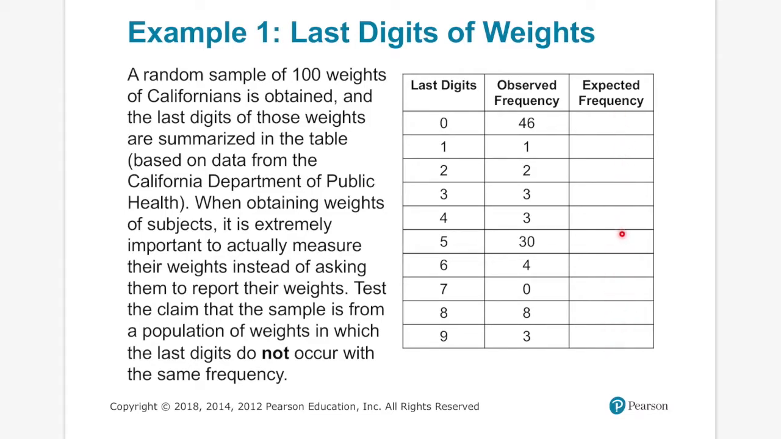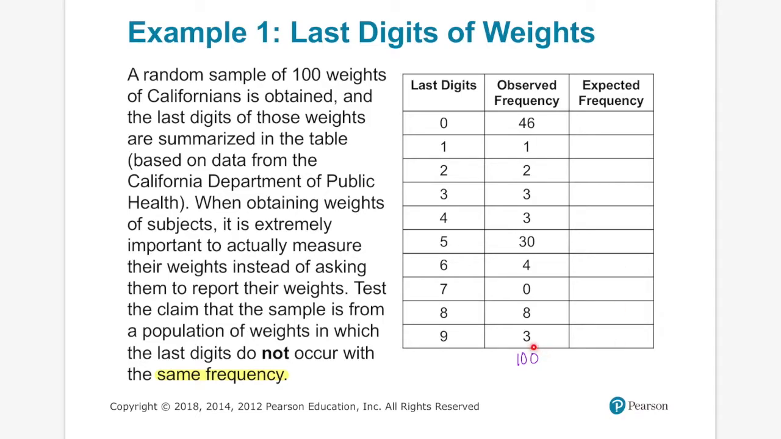Expected frequency is found depending on the question that they ask me. In this question, they ask me to test the claim that the sample is from a population of weights in which the last digits do not occur with the same frequency. My expected frequency would be the same for every cell. I have a total of 100 people. If I add all of these frequencies up, it should be 100, and a total of 10 different cells. And I want to have the same frequency on each cell.